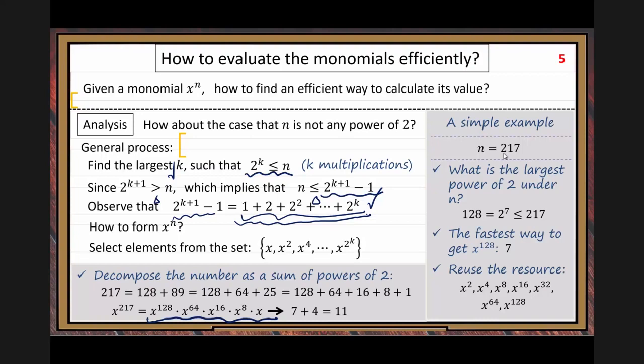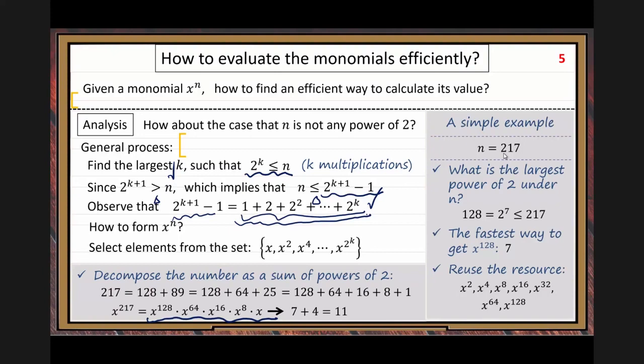These terms, these numbers, they form our resource. We did the preparation, and in the first round of preparation we get these numbers. Then, to get n, we only need to select some of the terms in the set and multiply them to get n. We only need to select some of them in the set.